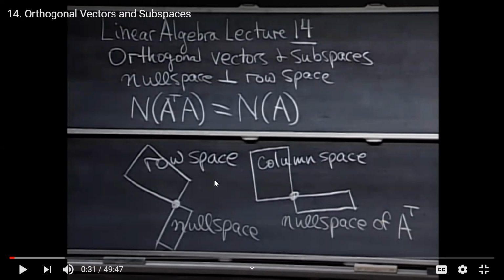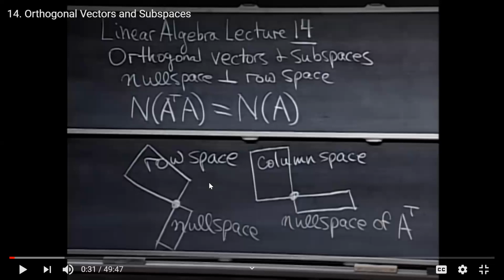Keep in mind that based on the matrix A, we have four subspaces. The row space and null space are subspaces of R raised to power n. The column space and null space of A transpose are subspaces of R raised to power m. The order of the matrix A is m rows and n columns, so it is an m by n matrix. So let us define what we mean by orthogonality.